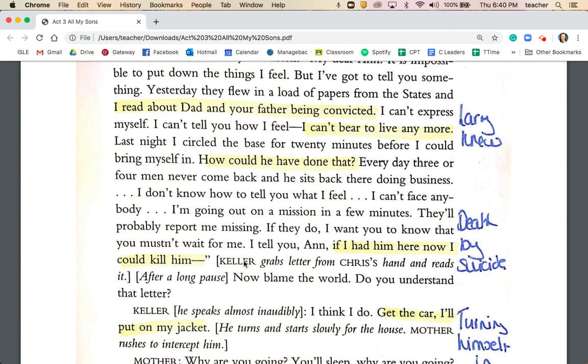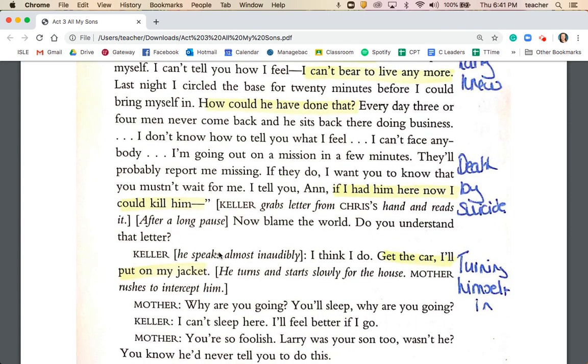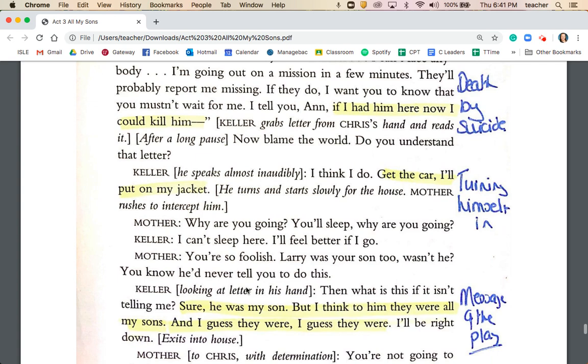And you can see the drama of Keller's reaction as he grabs the letter from Chris's hand and reads it. And Chris says, "Now blame the world. Do you understand that letter?" So it's at that moment that Keller realizes what he's done. And he says, "Get the car, I'll put on my jacket." So the implication is that he's going to turn himself in. He's going to go to the police. He's going to confess what he did at this point.